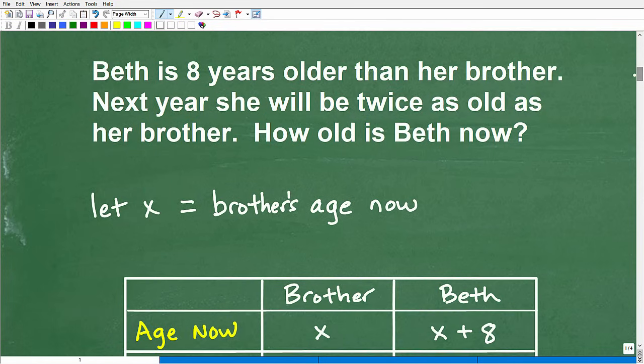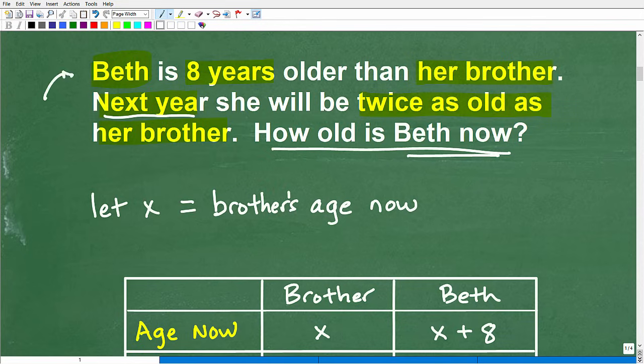All right, so obviously I already did this in advance, and here we go. Beth is 8 years older than her brother, okay? So Beth is currently 8 years older than her brother. So we've got Beth and her brother. Next year, she'll be twice as old as her brother. How old is Beth now? Okay, so we're talking about next year, right? So let's go back here and reread the problem. We're not talking about next year, right? They want to know how old she is right now.